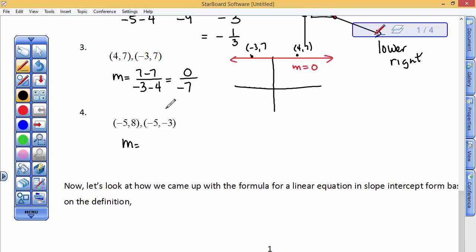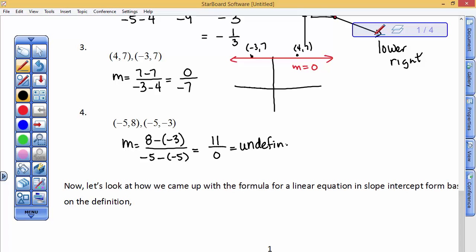I'm going to go with the 8 first and subtract a negative 3. That'll be 11. But if I go with this 8, I've got to start with this negative 5 and then subtract a negative 5 from the other. And this one is 11 divided by 0. Oh man, you cannot divide by 0. This is called an undefined slope.